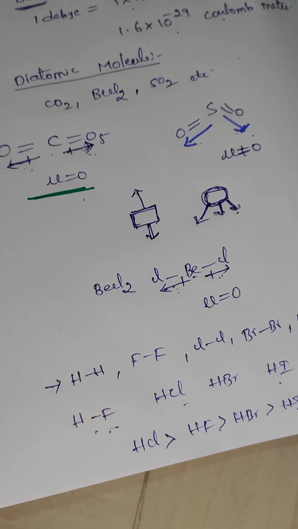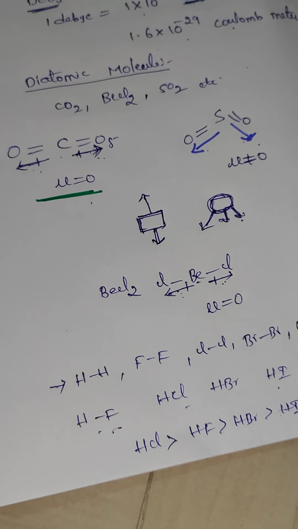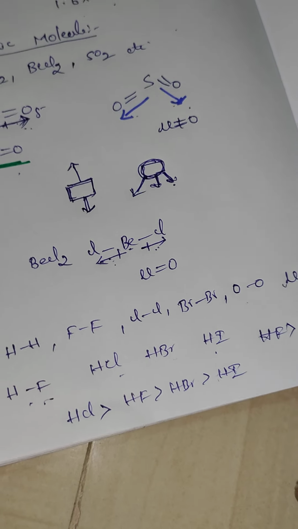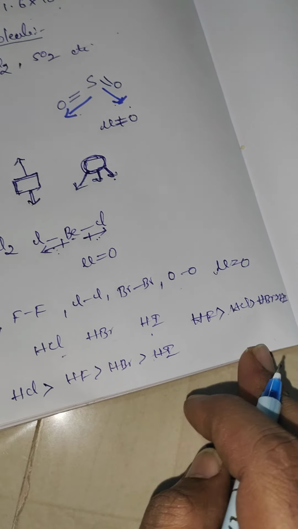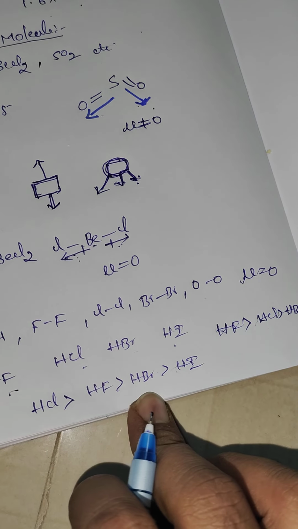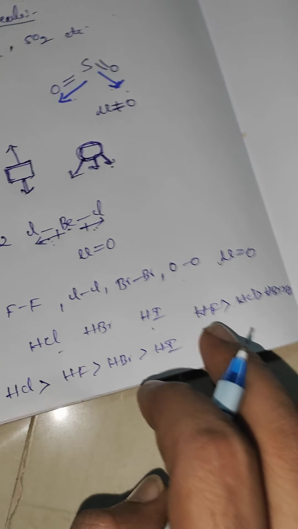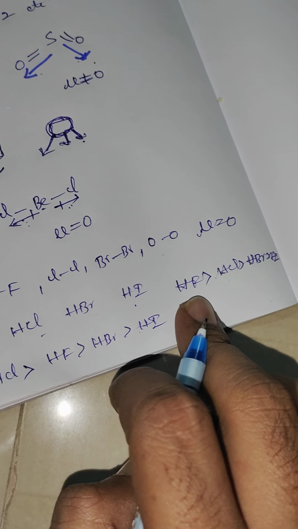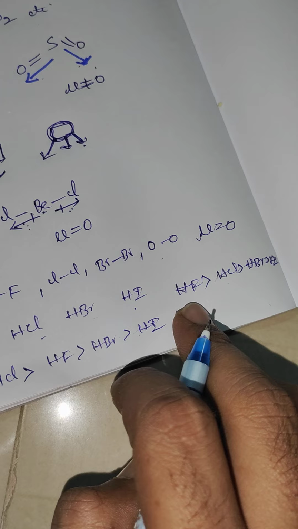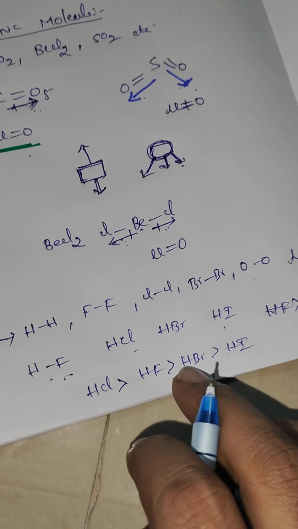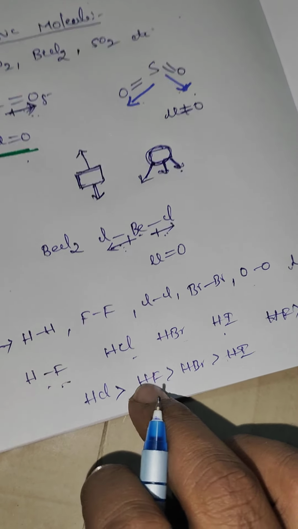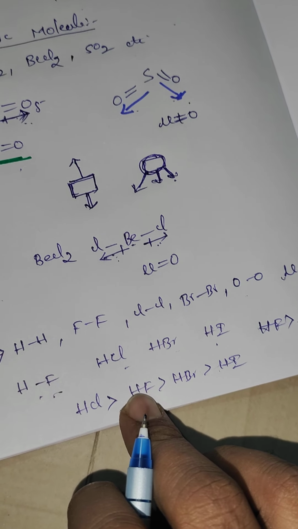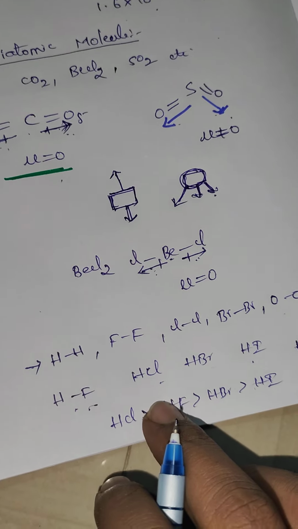In some books, they give HF as having more dipole moment than HCl, HBr, HI. This is also correct, but in class 11th and 12th the previous one is correct. In lower classes it is given like this, so don't be confused. In lower classes HF has more dipole moment. In higher classes, it depends on the electronegativity and the distance between the two atoms. This is for the dipole moment of diatomic molecules.